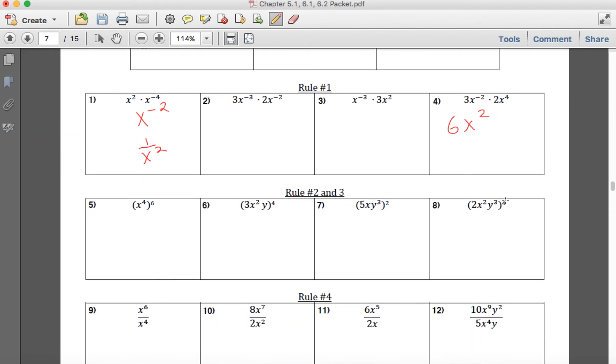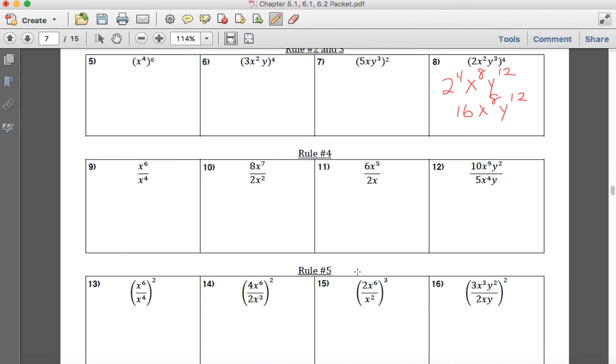Randomly picking some numbers here. We're going to go with 2 to the fourth. X squared to the fourth is x to the eighth. Y to the 12th power. 2 to the fourth, if you have any numbers that you can actually simplify, then go ahead and simplify them. So the final answer is going to be 16x to the 8th, y to the 12th.